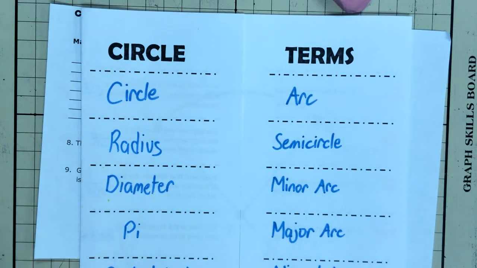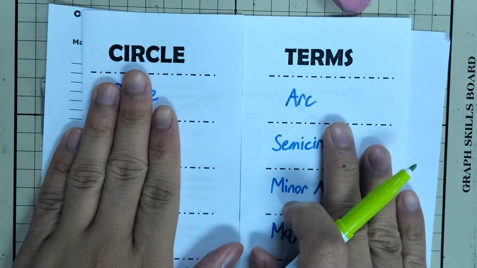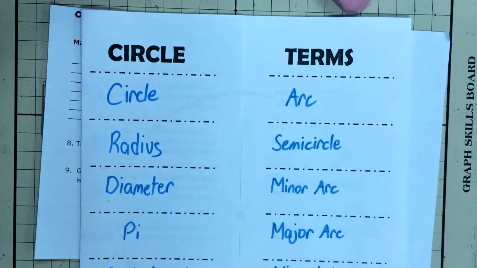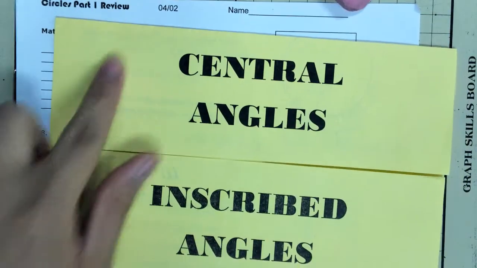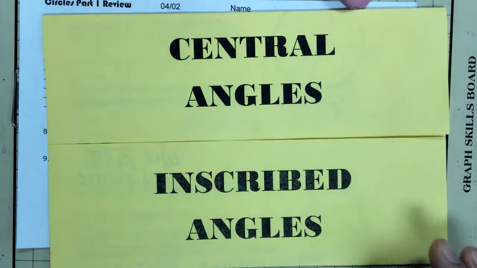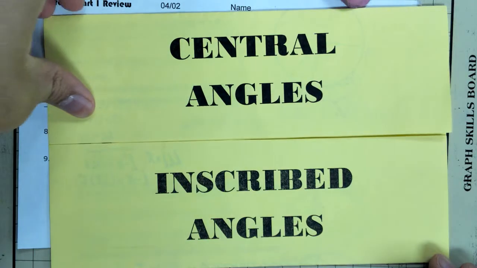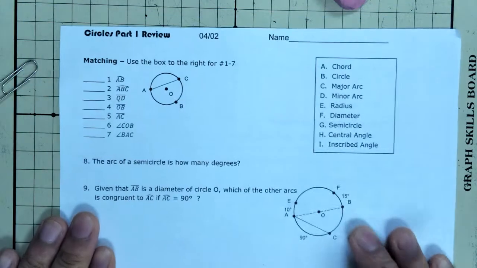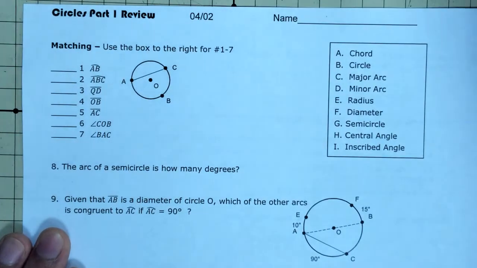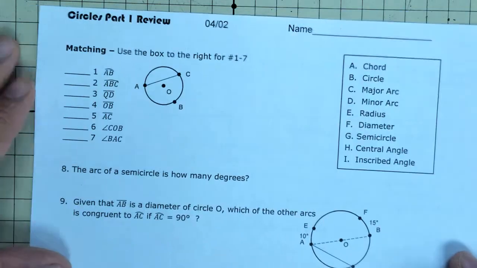Today we will review what we've been learning about circles. So I will go over the vocabulary for circles, and then properties involving central angles and inscribed angles. So let's take a look at this review sheet. Alright, first let's start with some vocab.